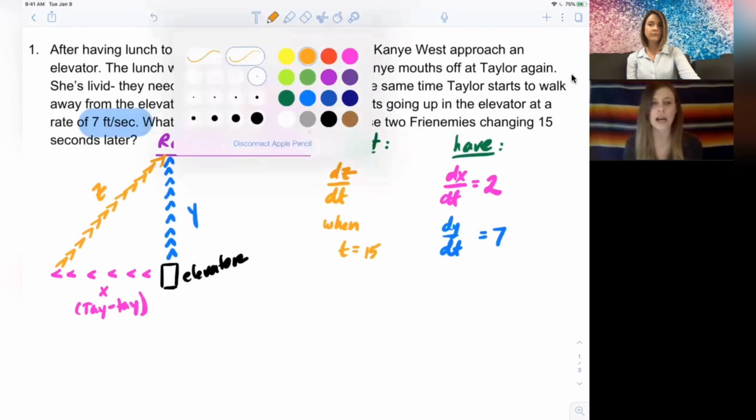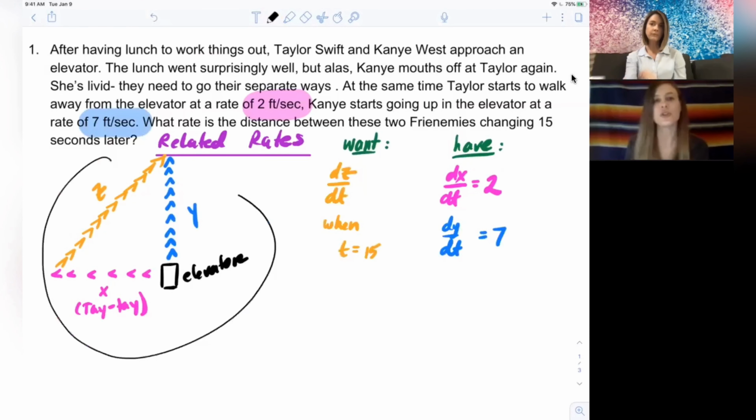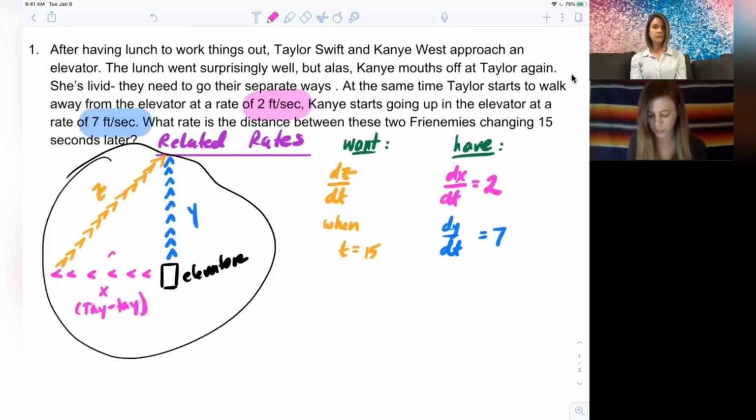With related rates problems, when you're drawing your picture, do not label rates. What I see students doing a lot is labeling this 2 and this 7. No, that's going to mess you up. That makes it look like a distance of 2 and a distance of 7, like feet.